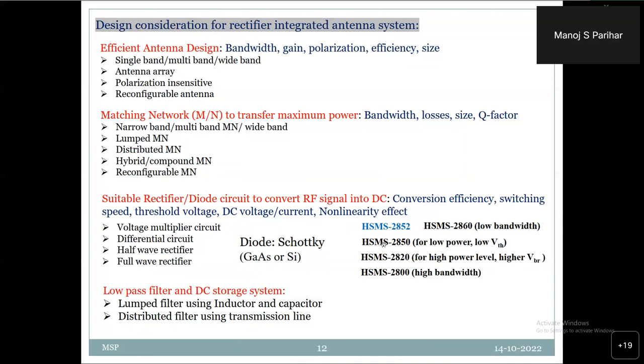And for a higher power level, you generally need a higher breakdown voltage diode, so you can choose HSMS-2820. And if you have a higher bandwidth requirement, then you can use HSMS-2800. So depending on the bandwidth, you can select your diode accordingly. And then finally, we have a low pass filter or DC pass filter. Again you can use a lumped low pass filter, or a transmission line, distributed filter.